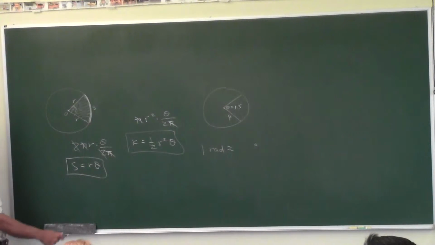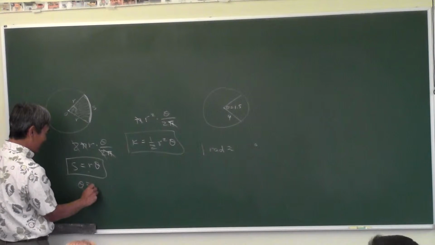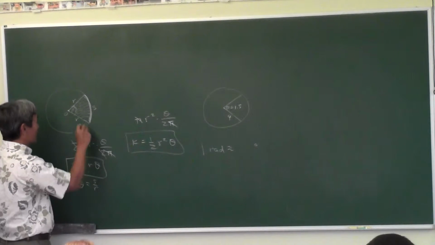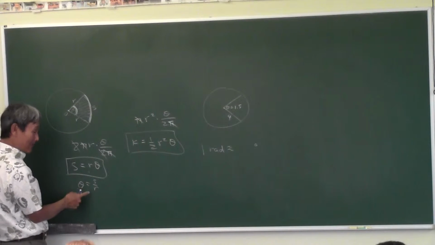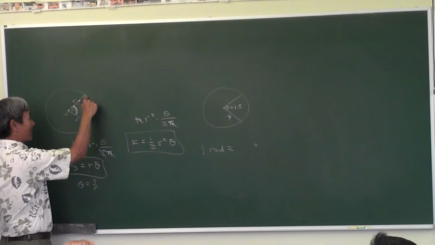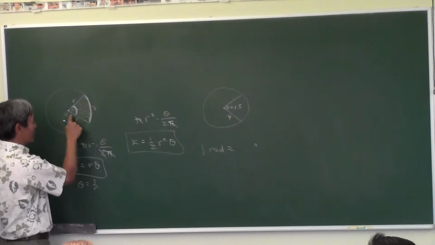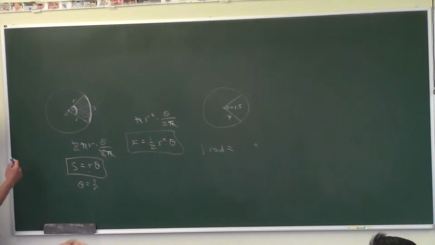Okay, anyway, those of you in physics, you remember this formula. What did we solve for theta? Theta is equal to S over R. So to find the radian measurement of an angle, it's the arc length divided by the radius. Whatever the arc length of this arc is, if you divide it by the radius, that tells you the radian measurement of an angle.